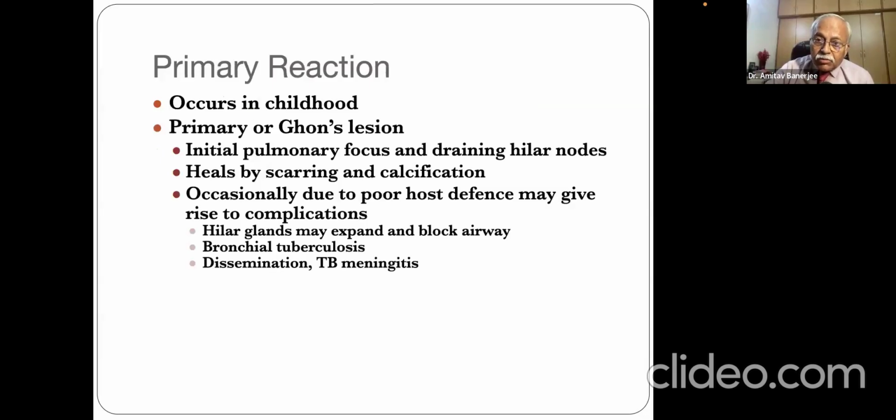The primary reaction, we all know, occurs in primary childhood. Ghon's lesion, the initial primary focus, draining hilar lymph nodes, healed by scarring and calcification. Occasionally, due to poor host defense, it may give rise to complications: hilar glands may expand and block the airway, bronchial tuberculosis, dissemination, TB meningitis, miliary TB in vulnerable children. They say BCG protects against these severe childhood TB, but again, it's not a very robust protection.